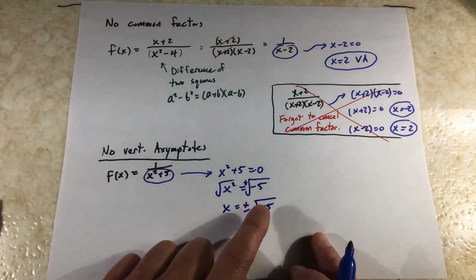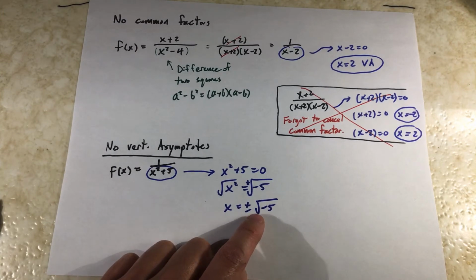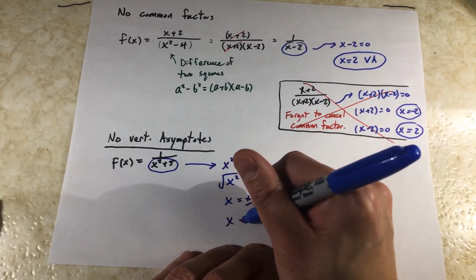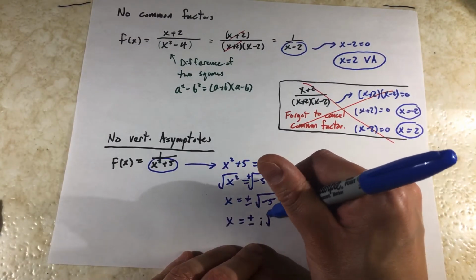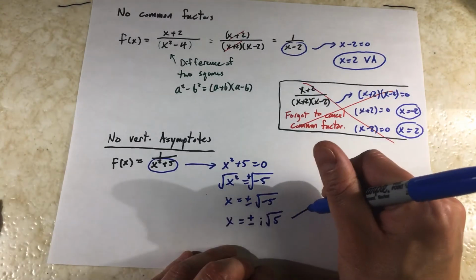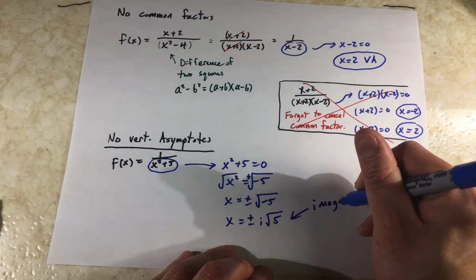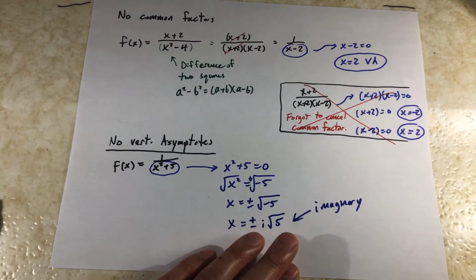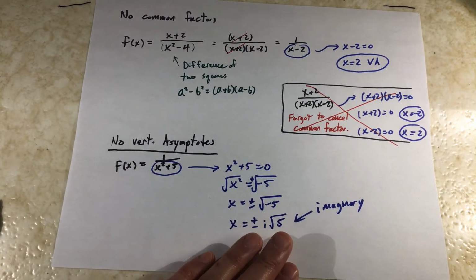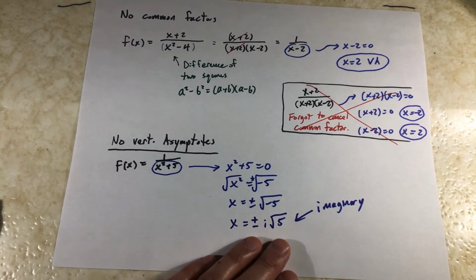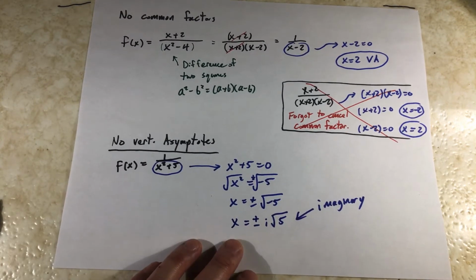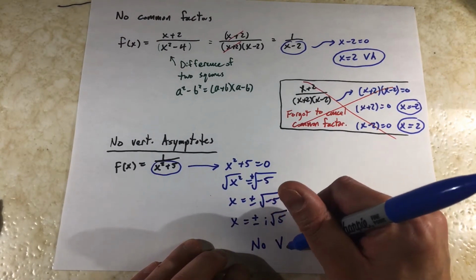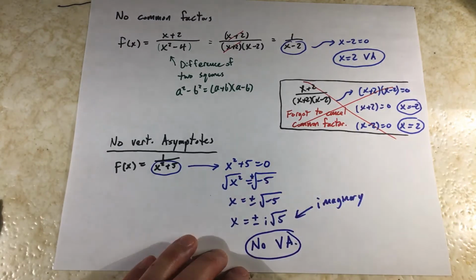Do you remember what happens when you have a square root of a negative number? That makes it imaginary. So you get x is equal to plus or minus i square root of 5. So this is imaginary, and we can't plot an imaginary point on a real axis, okay? So if you get an imaginary number here, that means that there are no vertical asymptotes, okay?